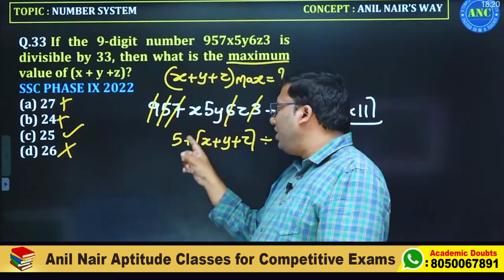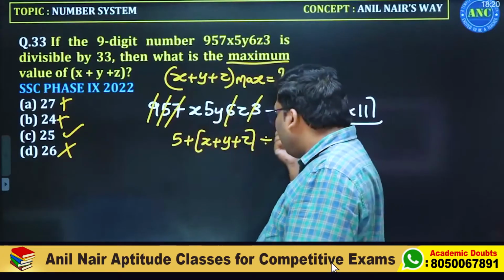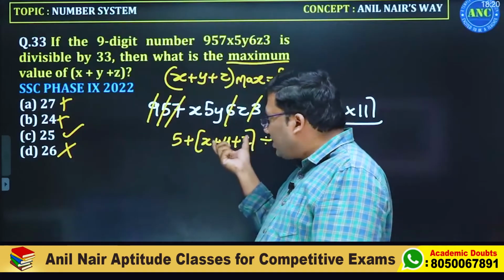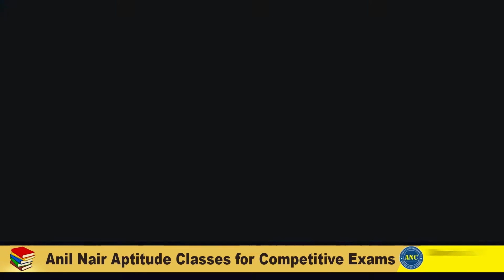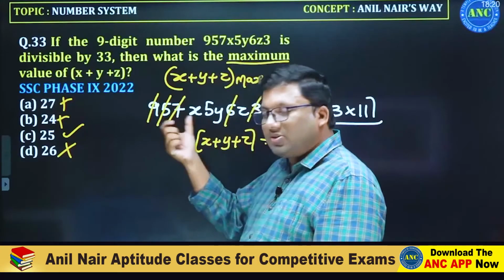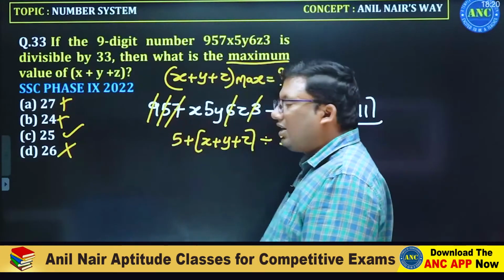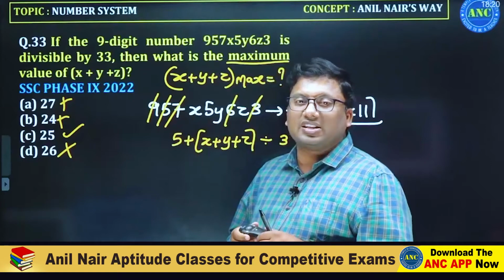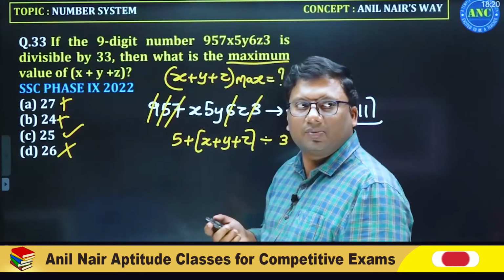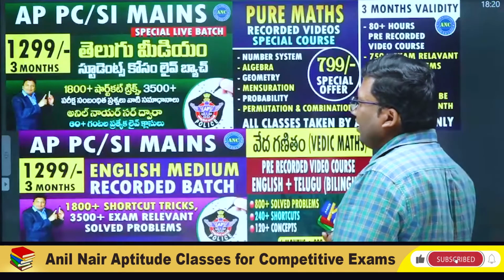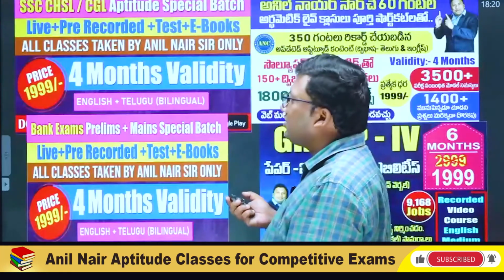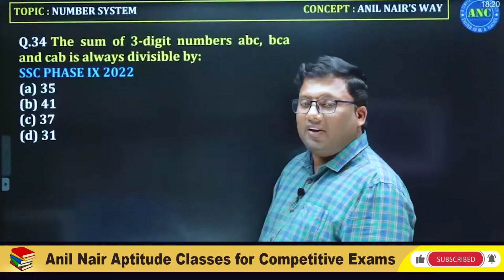Remaining is 5 plus x plus y plus z. It should be divisible by 3. X plus y plus z answers I substituted. Only one option is making it divisible by 3. That is 5 plus 25 is 30. 30 it is divisible by 3. I hope the idea is clear. Right? Sometimes we get the answers very, very fast, sir.